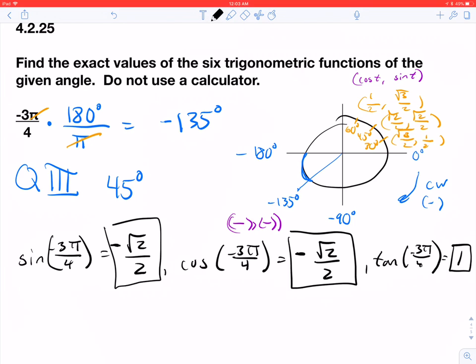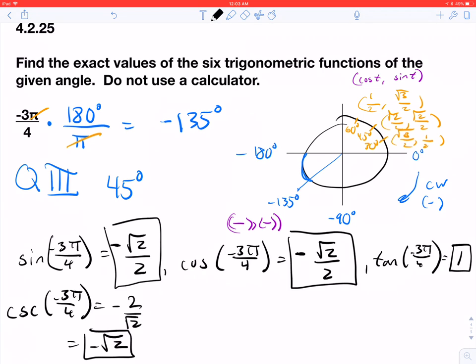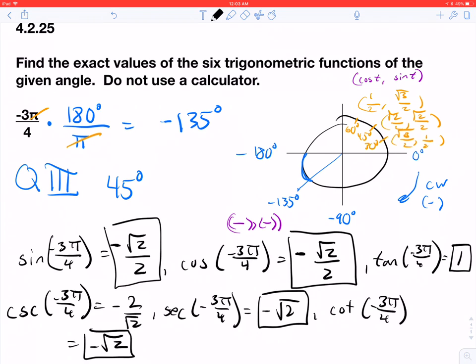We got sine, cosine, tangent, then we have cosecant of negative 3 pi over 4. We just take the reciprocal. So this is going to be a negative 2 over root 2, but when you rationalize, it's going to be a negative root 2. I just flipped the above one. For secant of negative 3 pi over 4, you just flip the above, same argument, negative root 2. And for cotangent of negative 3 pi over 4, you flip and you get your 1.